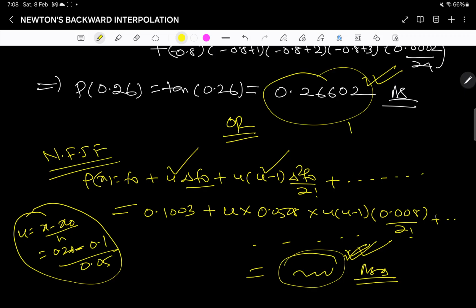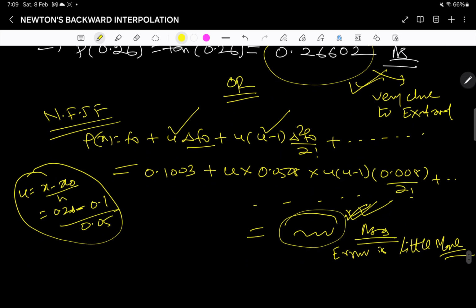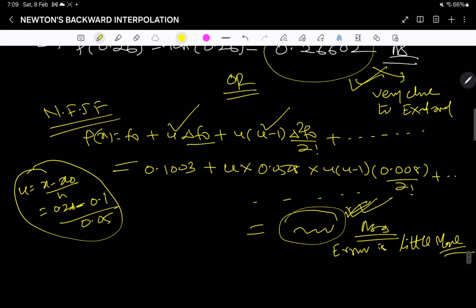Now this answer may be close, but the backward one is very close to the exact answer. Here the error is a little more. So accordingly we choose the best formula depending upon whether the point is close to the initial point or close to the terminal point.